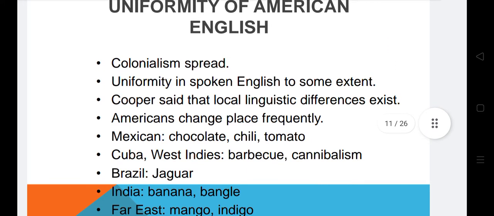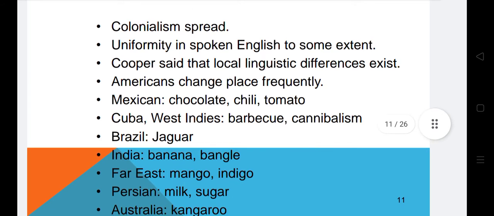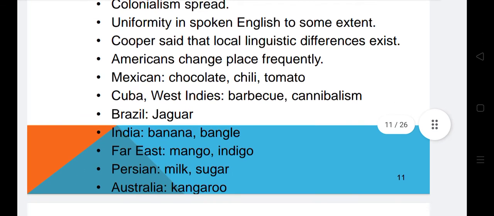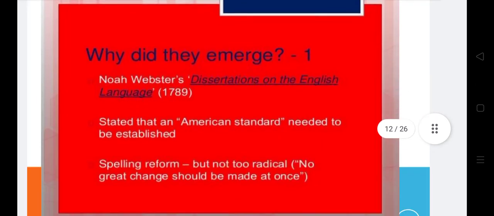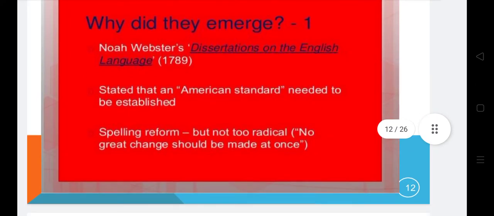And uniformity of American English. We'll see. Colonialism separated uniformity in spoken English to some extent, and then Americans change places frequently, and these are words from other languages: Brazilian jaguar, Indian banana, and many more. So why did they emerge?